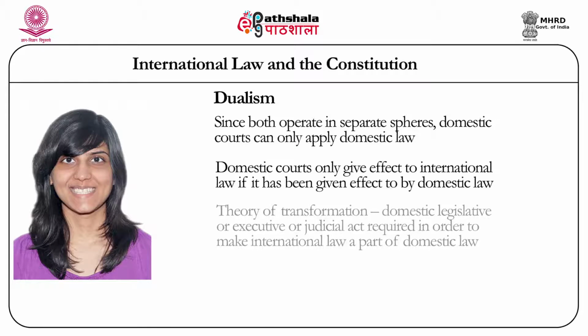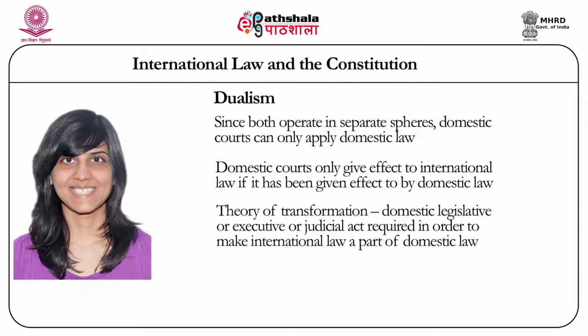This is called the theory of transformation, since the argument is that international law can only be applied by national courts and other organs of the state when it has been transformed into national law. For instance, under the International Convention on the Elimination of All Forms of Racial Discrimination, state parties are required to prohibit and bring an end to racial discrimination.